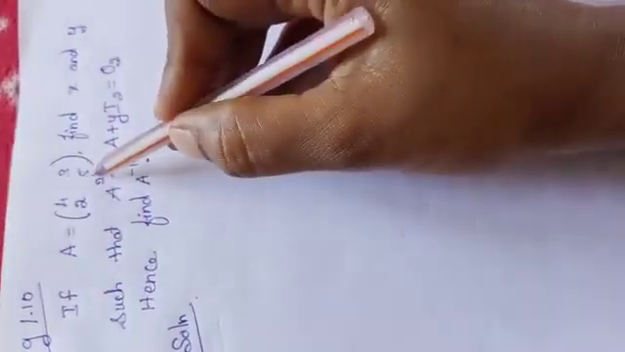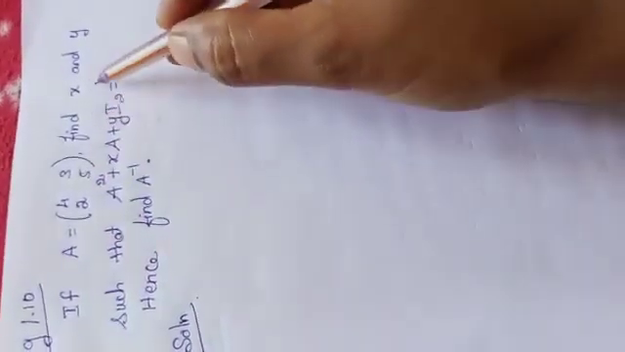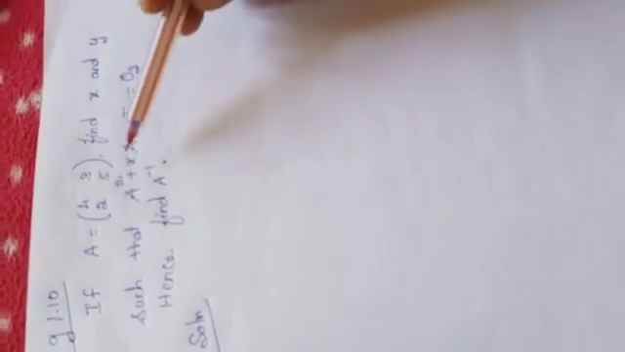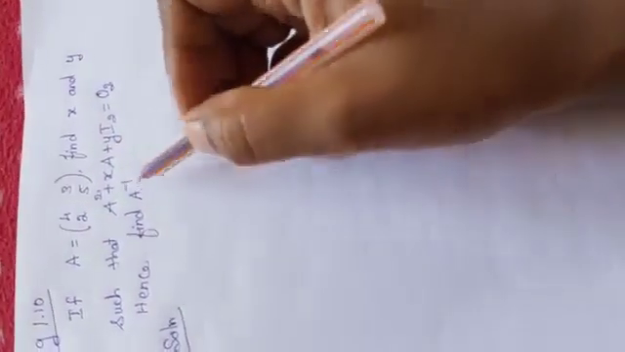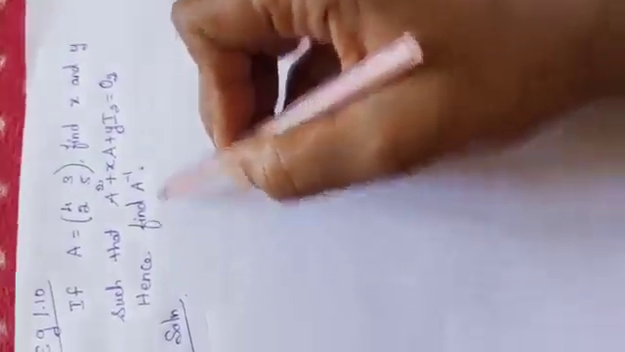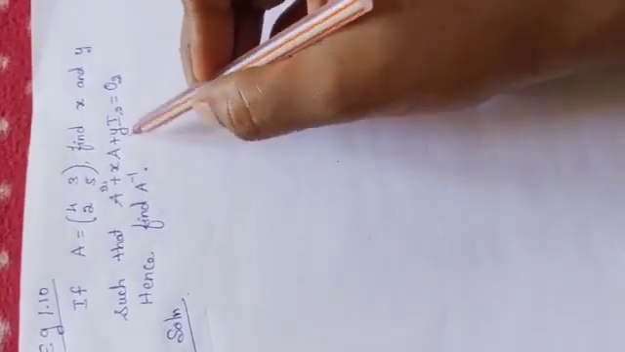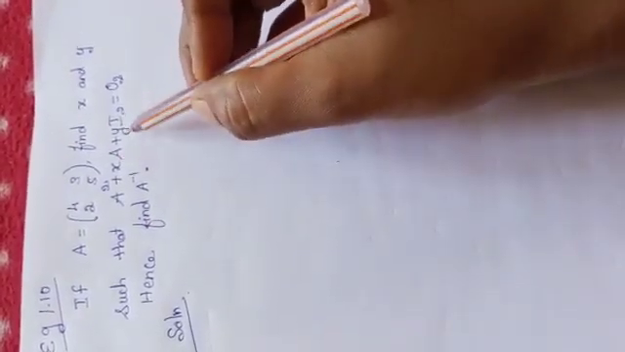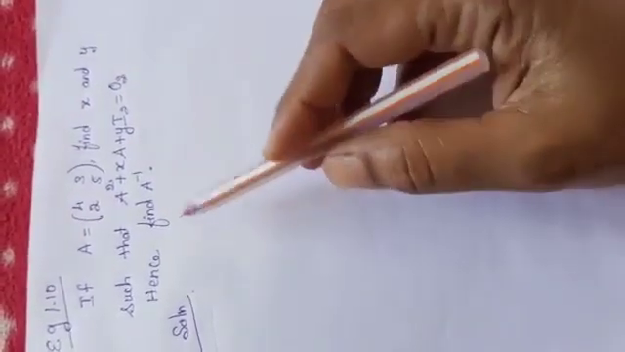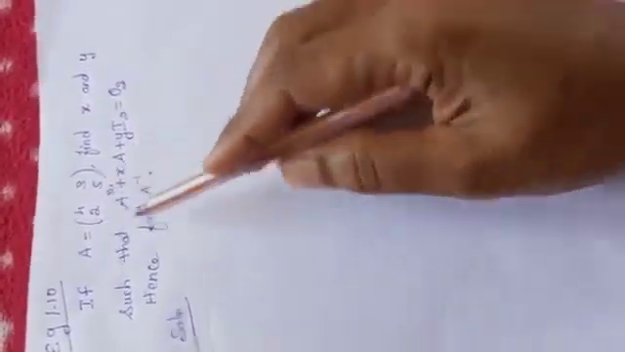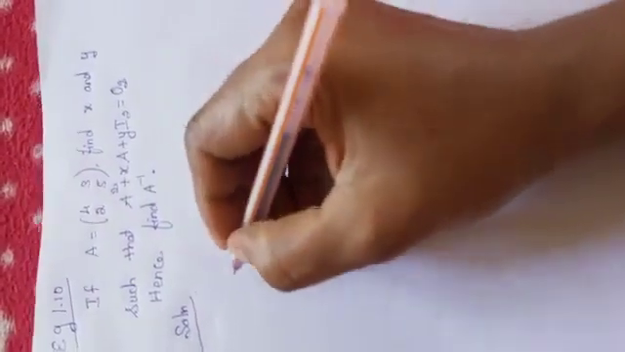Example 1.10. If A is equal to a 2 by 2 matrix, which is given, find X and Y such that an equation is given: A square plus X into A plus Y. Hence find A inverse. X and Y we need to find out. After finding X and Y, we need to find out A inverse. Anyway, A is known. A square we need. Shall we find it out?